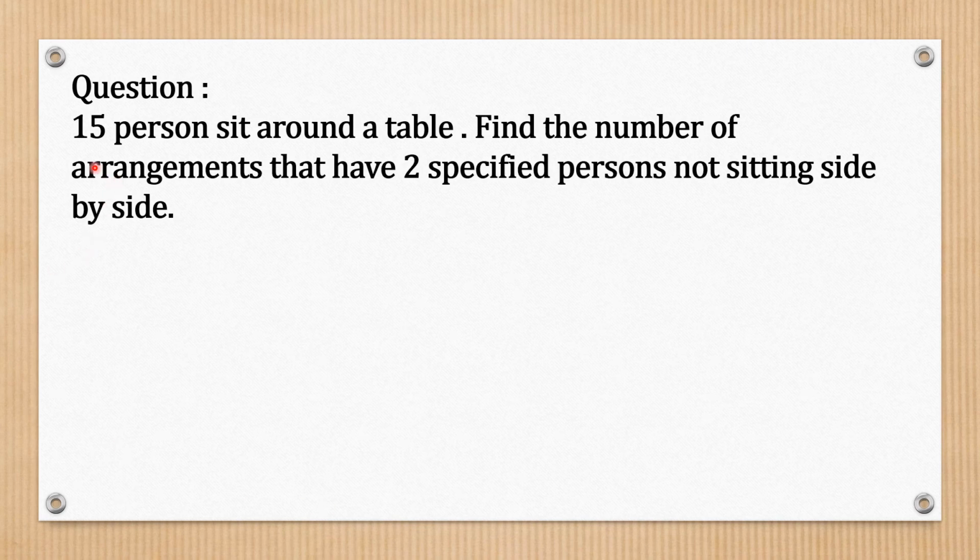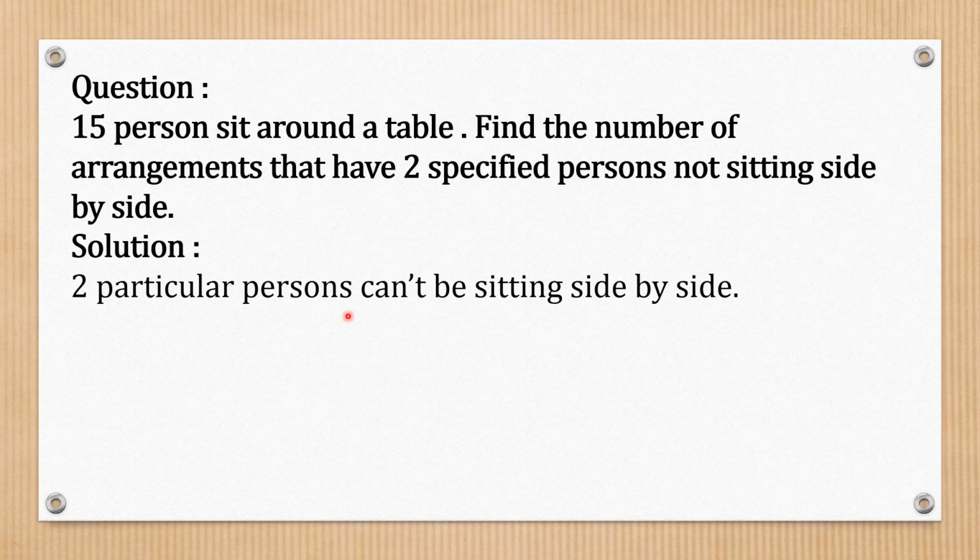Next example, 15 persons sit around a table. Find the number of arrangements that have 2 specified persons not sitting side by side. Okay, till now we have solved examples where 2 persons are together. Over here, 2 specific persons are not sitting together. Let's see how we can do it. 2 particular persons can't be sitting side by side.